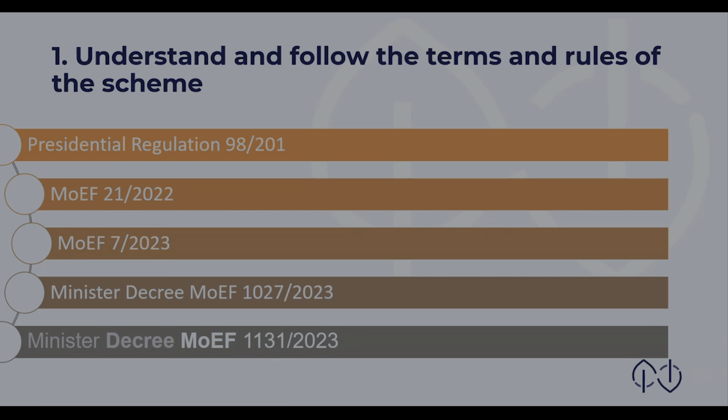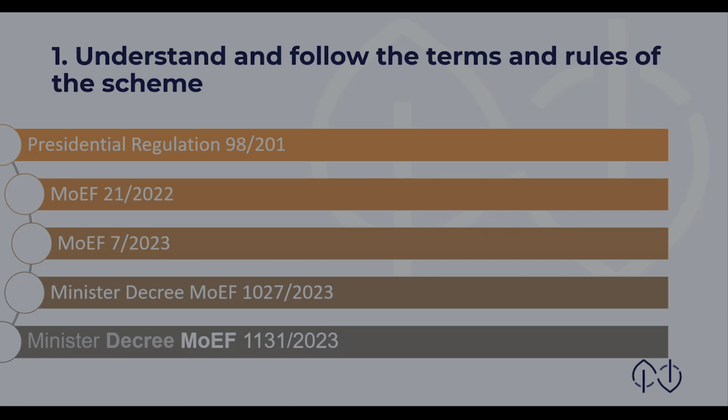Presidential Regulation number 98 of 2021 basically tells about the implementation of carbon pricing in Indonesia. Forestry is one of the best sectors for all of the carbon projects and carbon pricing that have been implemented in Indonesia.